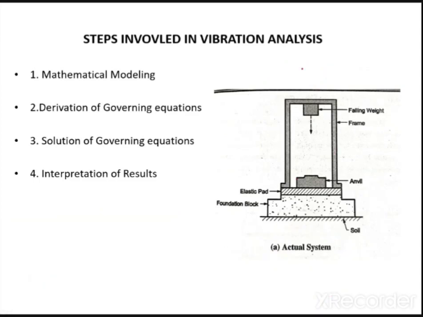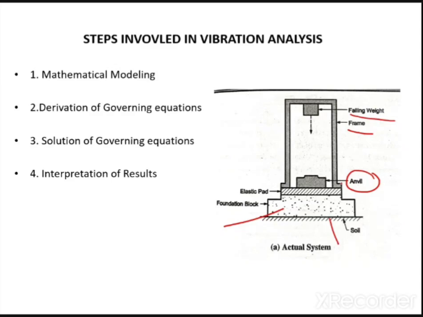Now basically what is this forging hammer? This forging hammer consists of a frame, then it has a falling weight, the weight which will fall. Then there is an anvil. The weight will fall on this anvil and it will give you the desired shape. Then we have this foundation block. This is the soil. We are keeping it on some earth, which means we are grounding it. You know that earth, mud or soil, you can consider them one and the same.